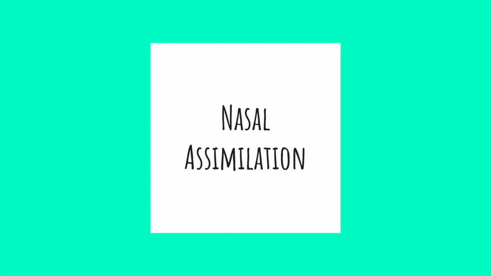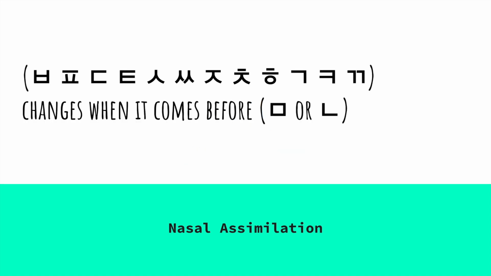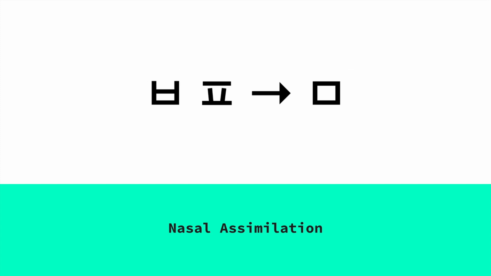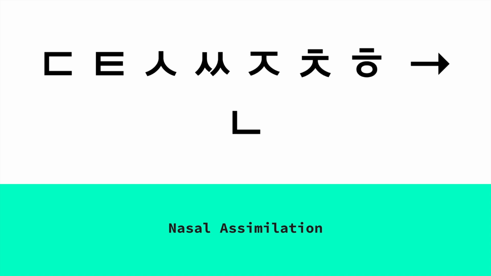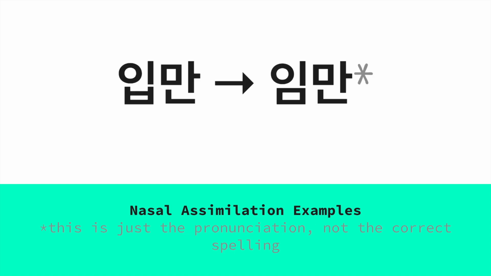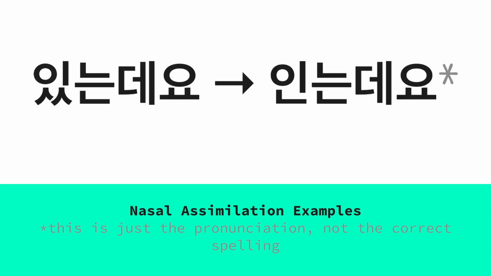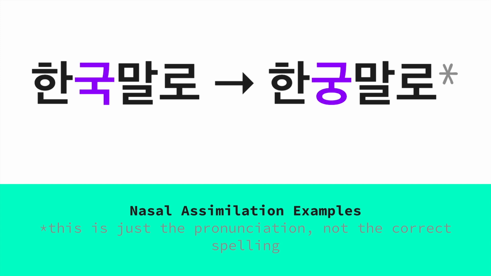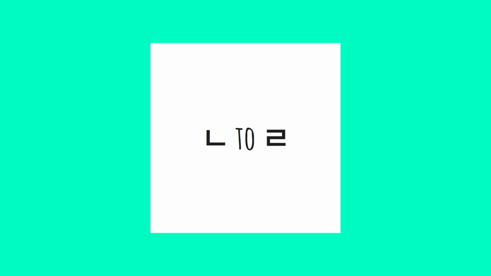Here we have nasal assimilation. The letters above change their sound if they come before mium or nian. These sounds become mium. These sounds become nian. And this sound becomes ing. Here are some examples. 입만. 있는데요. 한국말로.